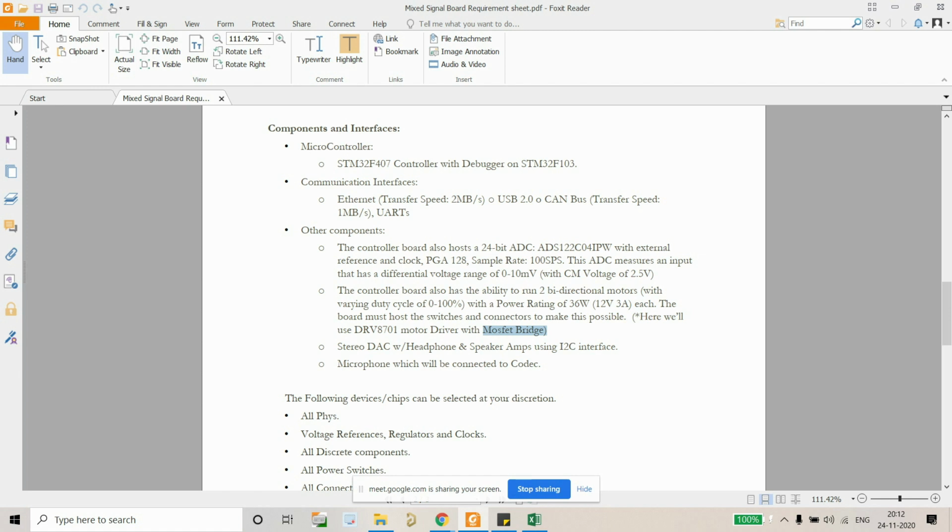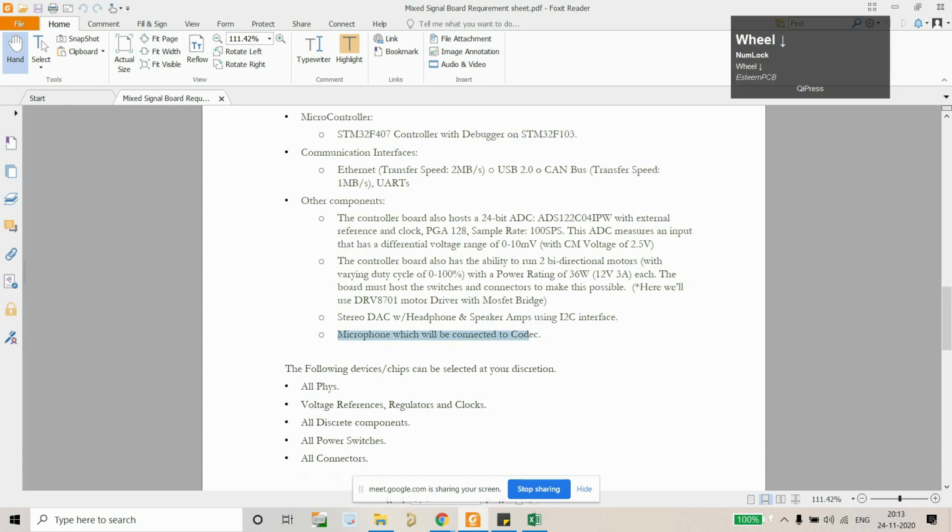Another requirement is a stereo DAC. They have a DAC requirement, where we can connect either headphones or a speaker. Okay, there is a mistake here, and the interface is I2S, which is for audio interfaces. Now another requirement is a microphone which will be connected to the codec. We will use a MEMS microphone, which is a chip microphone, and it will be connected to our main controller. So this is also a kind of analog to digital converter.